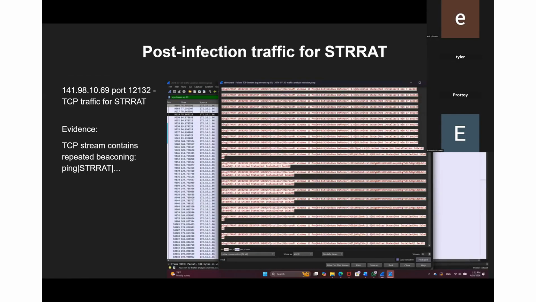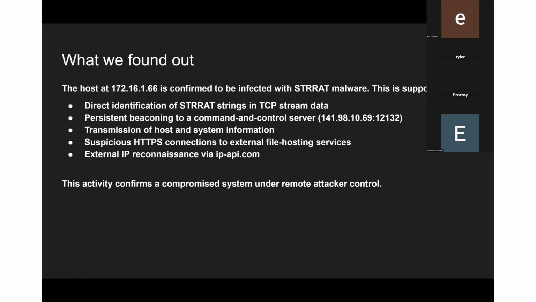Together, these independent actions show the host actively scanning for the network. Post-infection traffic for STRRAT showed up on port 1213.2. The TCP stream contains repeated beaconing with the exact string "ping STRRAT" visible in the logs. What we found out is the host is definitely infected with the STRRAT malware. We saw direct identification of strings and persistent beaconing to a command and control server. This confirms a compromised system under remote attacker control.